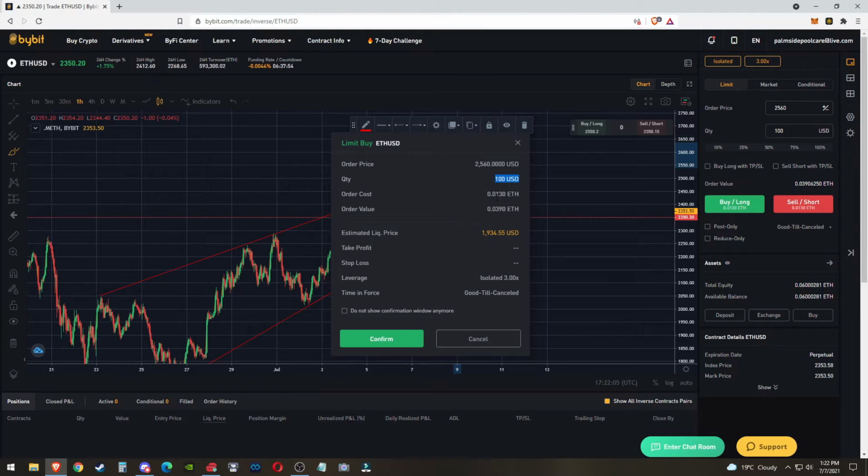Order cost, just to place the order, is going to be 0.013 ETH. And the order value is 0.0390 ETH. So, estimated liquidation price. Now this is very important. You don't want to get liquidated.